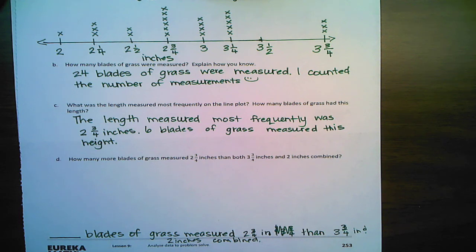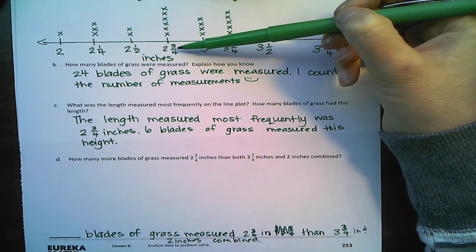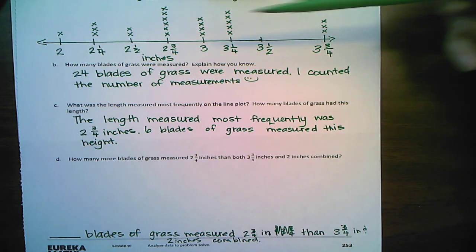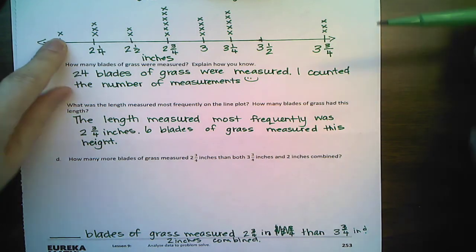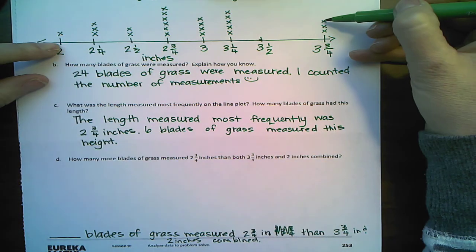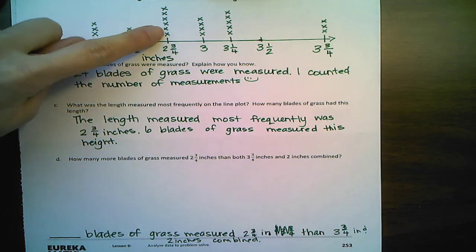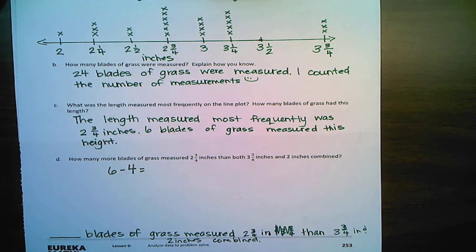Okay, so now let's pop back up to our line plot and see, because we don't know. We know that there are 6 that measured 2 3/4, but how many measured 2 inches and 3 3/4 inches combined? Let's see. We have 1 for 2 inches and 1, 2, 3 for 3 3/4. So 1, 2, 3, 4 all together. And there were 6 here. So if we do 6 minus 4, we'll get 2. And our answer is 2.